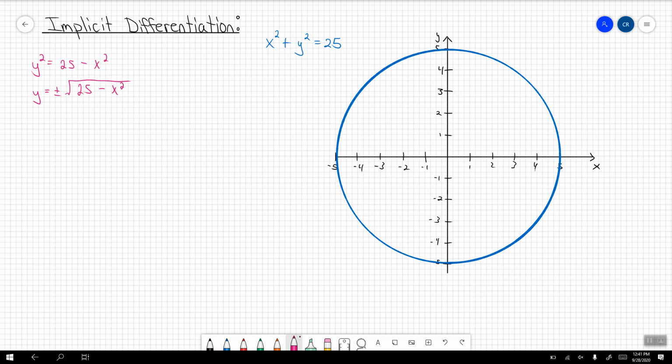I'm going to illustrate that here, where we have a top half of a circle, which is y is equal to the square root of 25 minus x squared. And we're also going to have a bottom half, which is y is equal to the negative square root of 25 minus x squared.